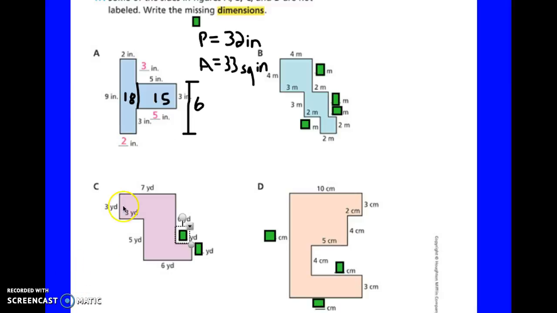All right, so today we learned how to find the area and perimeter of complex figures. Great work.